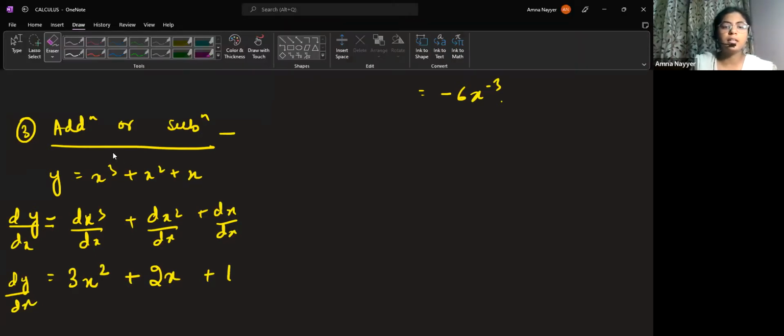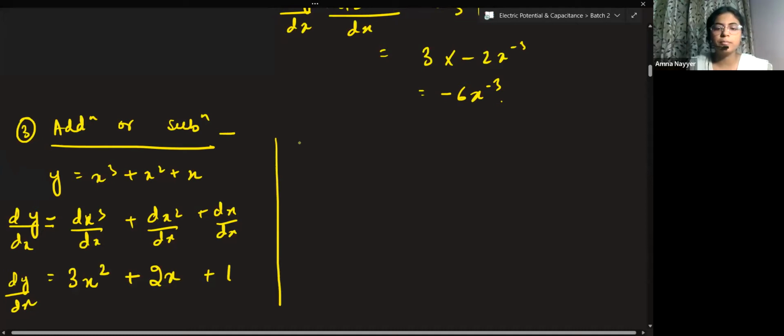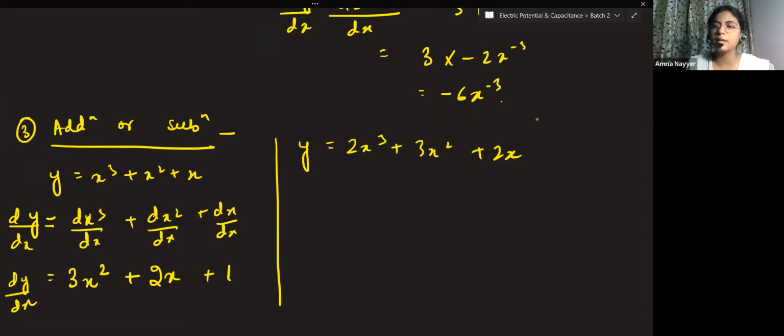Let's take a random example for this one as well. Y is equal to, this was x cube, x square, x. So let's take it as 2x cube plus 3x square plus 2x.